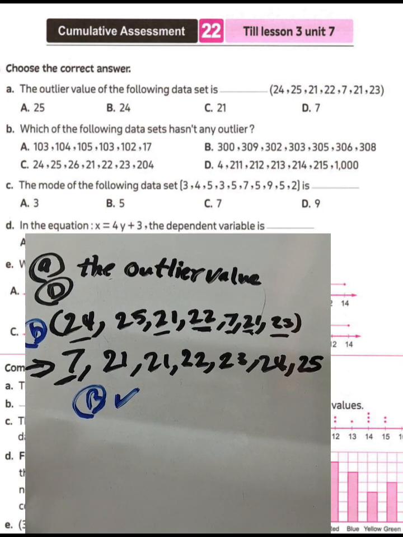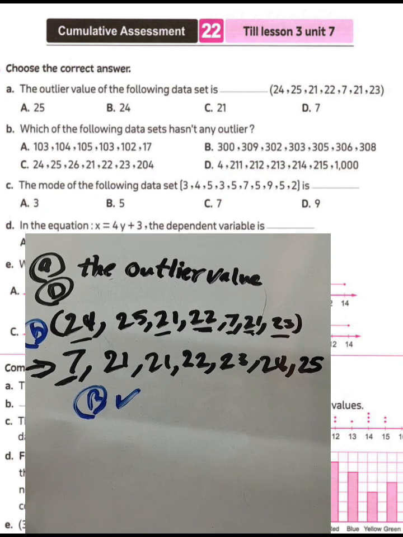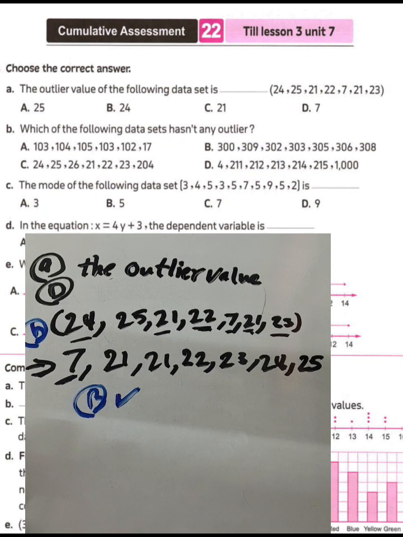And the outlier about letter D will be 4. 4 lies outside of all digits, and we have here 211, 212, which are nearest to all the digits here. But 4 lies outside, then we have an outlier here. The outlier here will be 4. And 100,000, it's the outlier.